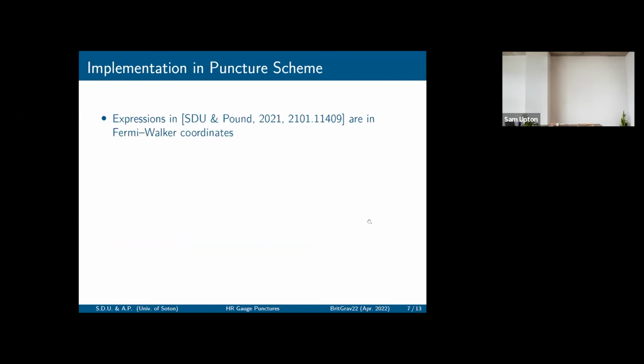So how to implement in the puncture scheme. The expressions we derived for the perturbations were all in Fermi-Walker coordinates. So these are coordinates tethered to an accelerated world line, where at each value of proper time, you generate a surface with a radial unit vector and a radial distance r. So we can make it covariant using the techniques from Pound and Miller from 2014. This was for Lorentz gauge punctures in self-force, but the method is entirely applicable to the highly regular gauge.